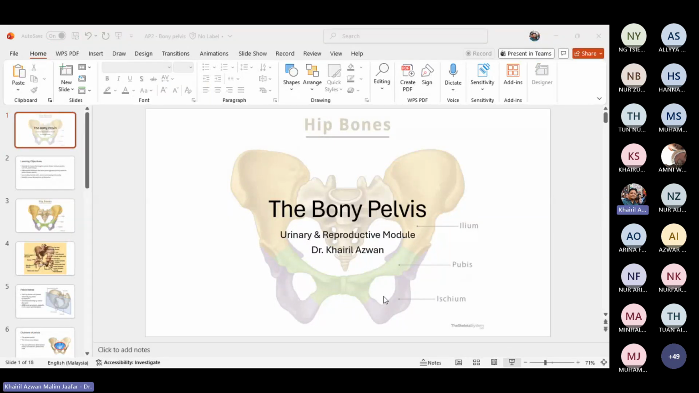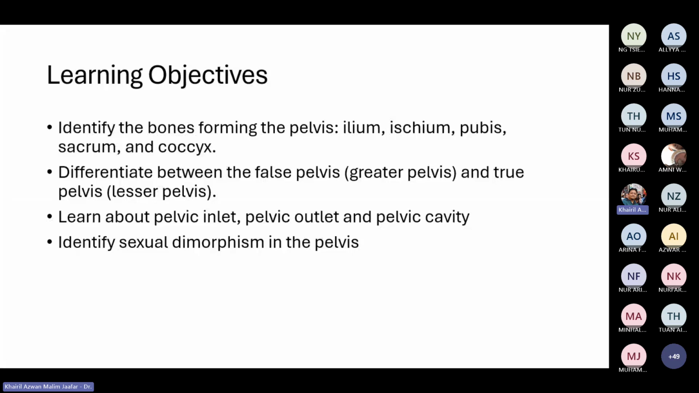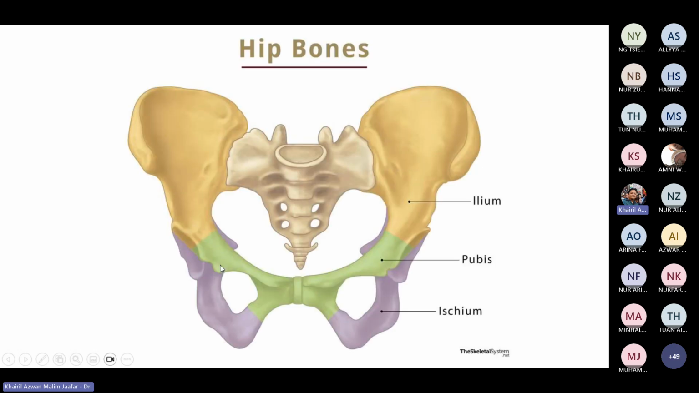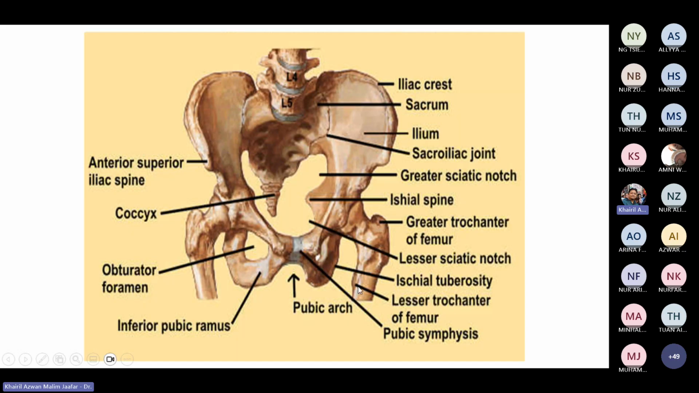So what is important in the bony pelvis? How to differentiate the false and true pelvis? What is the pelvic inlet, pelvic outlet, and pelvic cavity? And also to know the hip bones: ilium, pubis, ischium. The most important thing is the ischial tuberosity. You are sitting on the ischial tuberosity, and the pubic arch.